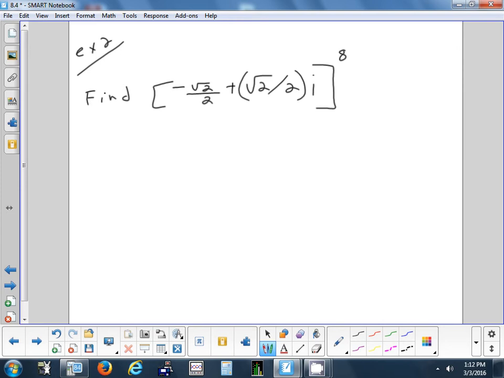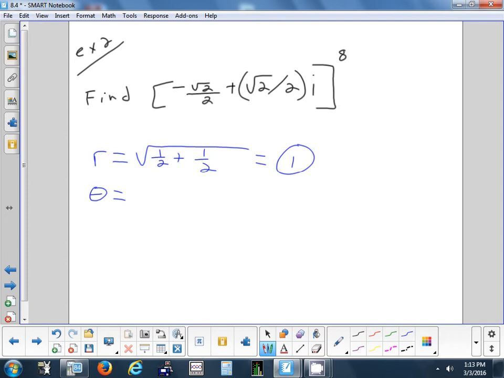Yeah, you can't have it in standard form. It has to be in trig form. Okay, so we got to find our radius and our angle. Okay, what do you get if you square -√2 over 2? Yep, you're going to get 2 over 4, or 1/2. And if you square √2 over 2, you get 2 over 4 again. So what's my radius here? 1.